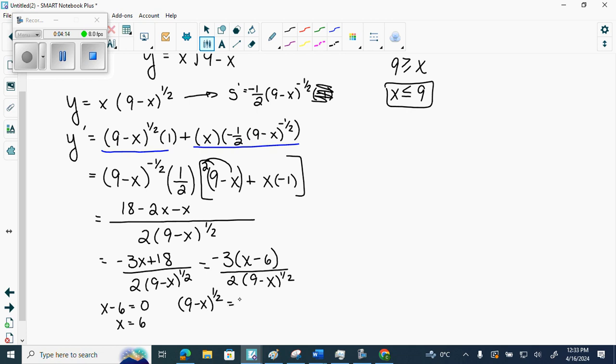How do I get rid of the 1/2? Raise to the power of 2. What is 0 to the 2? 0. So it doesn't matter what those exponents are, they're just going to end up going away, because when you raise 0 to the power of that, bye-bye. And so then we get 9 minus x equals 0, so 9 equals x. So our critical numbers of the first derivative.